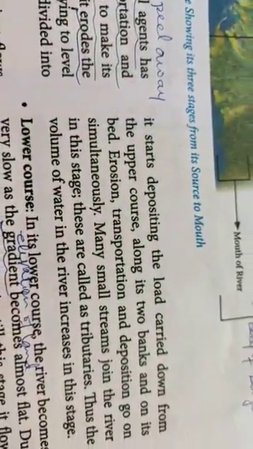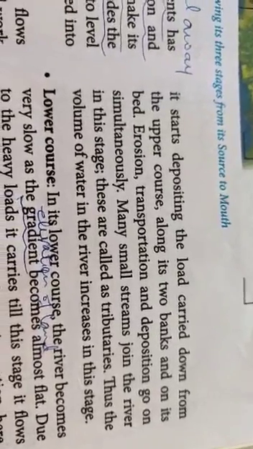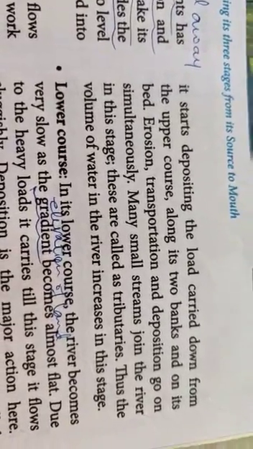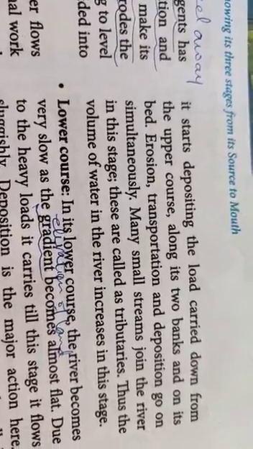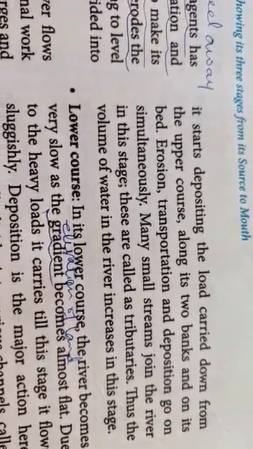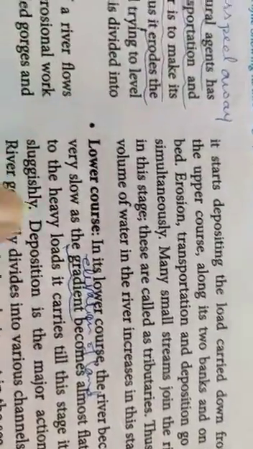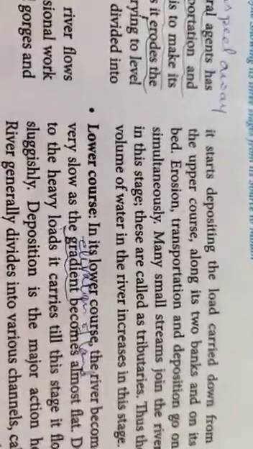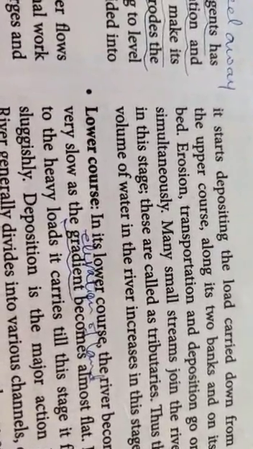As the speed reduces, it starts depositing the load carried down from the upper course along its two banks and on its bed. Erosion, transportation and deposition go on simultaneously. Now we learnt that erosion, transportation and deposition go on simultaneously, meaning at the same time.